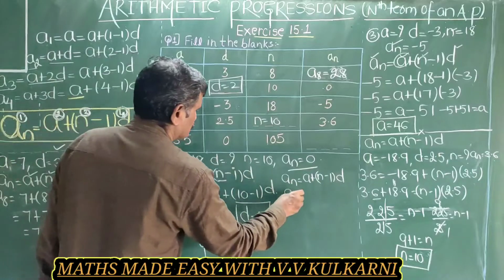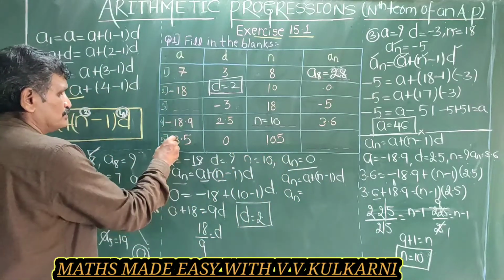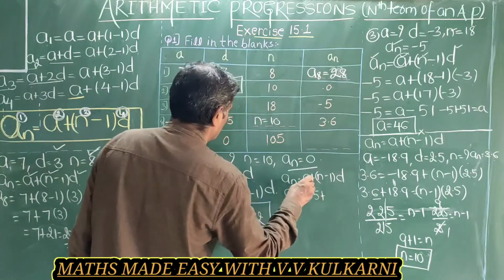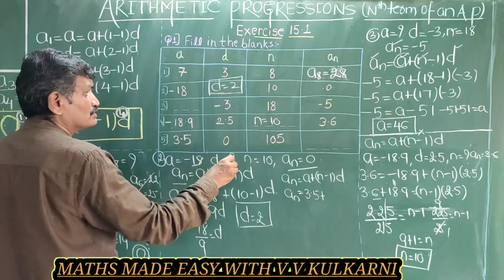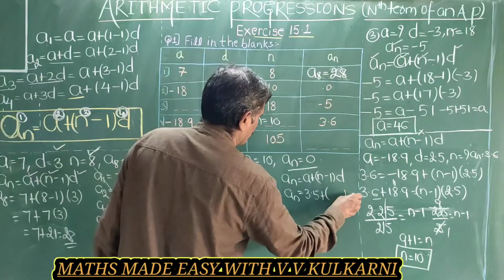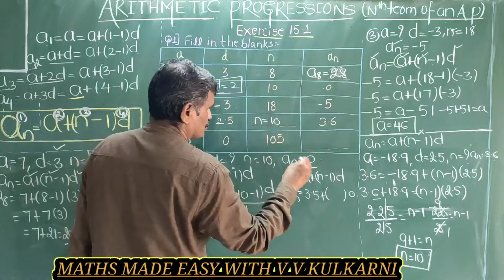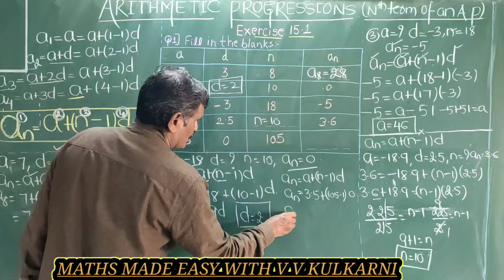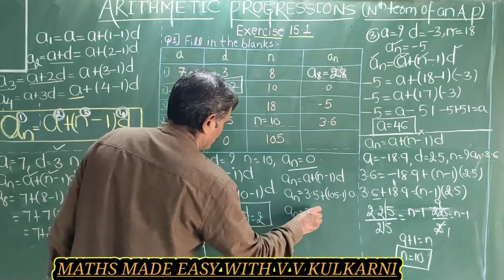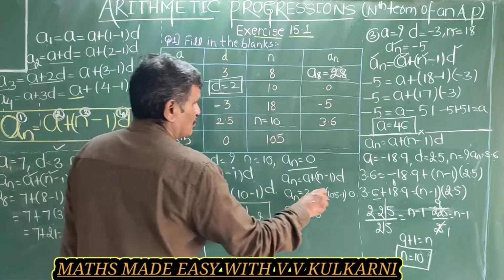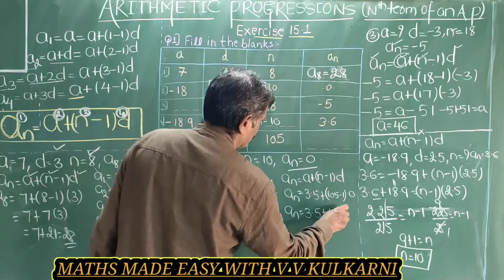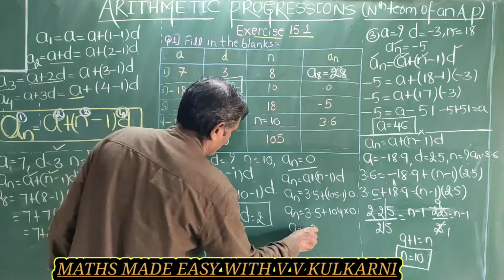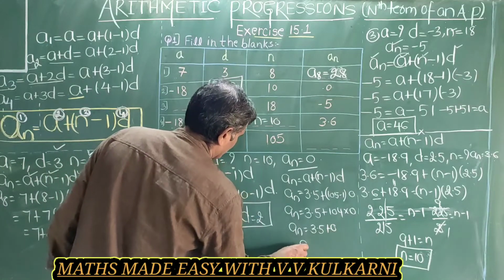First term is known to me. First term is 3.5 plus common difference is 0, n is 105 minus 1, so nth term is equal to 3.5 plus, see here, 104 into 0 is 0, so the nth term is 3.5 plus 0, and that is equal to what?